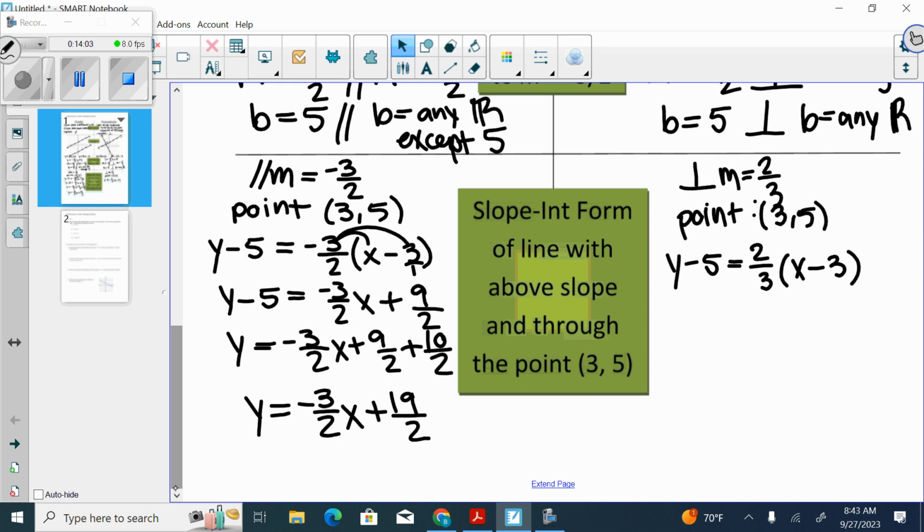All right. And then if I want to turn it into slope-intercept form, just like before, I now need to simplify, right? So the first thing you guys said that we should do before is distribute that 2/3. So what's 2/3 times x? Good. And 2/3 times -3.